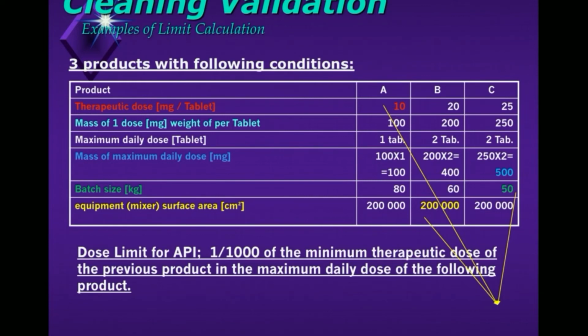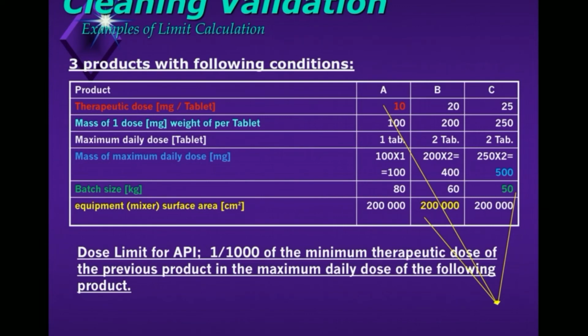Now the mass of one dose, or the weight of the tablet, for product A is 100 milligram. For product B it is 200 milligram. For product C it is 250 milligram. Maximum daily dose for product A is 1 tablet per day. For product B it is 2 tablets per day, and for product C it is 2 tablets per day.